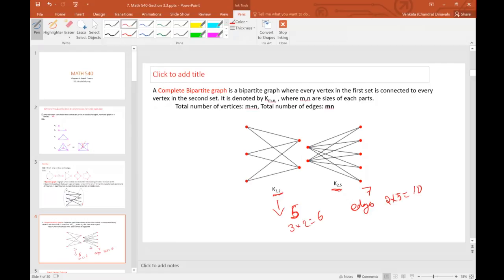So these are the basic definitions. Now let us go into the concept of graph coloring or vertex coloring.